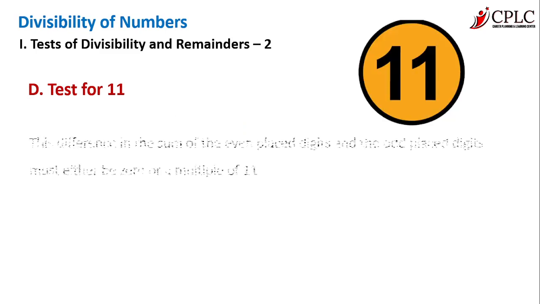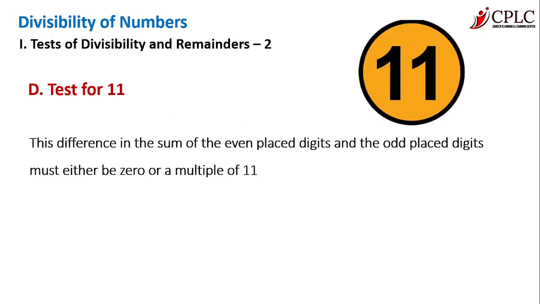So the official statement is that the difference in the sum of even place digits and odd place digits, which you can remember as alternate place digits, must be either 0 or a multiple of 11. Then you say that the number is divisible by 11, and so on and so forth.